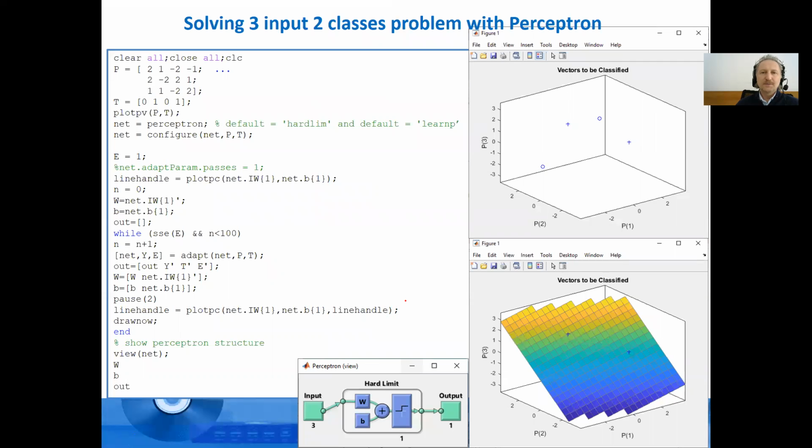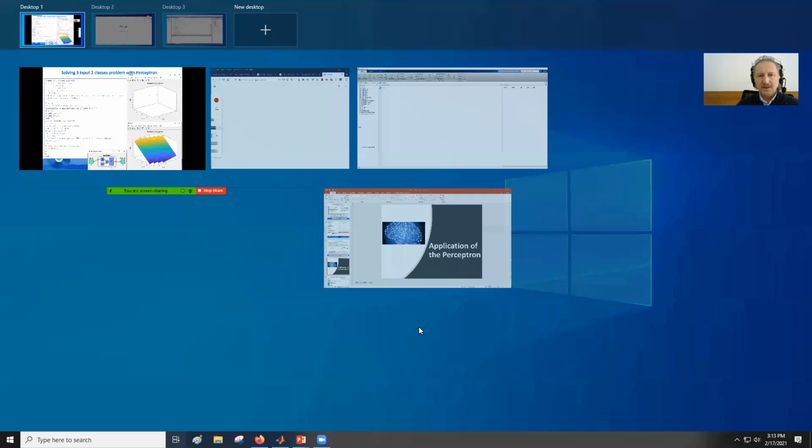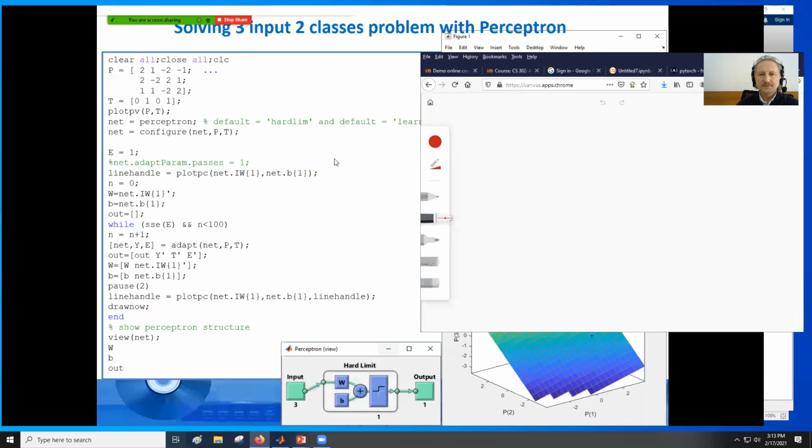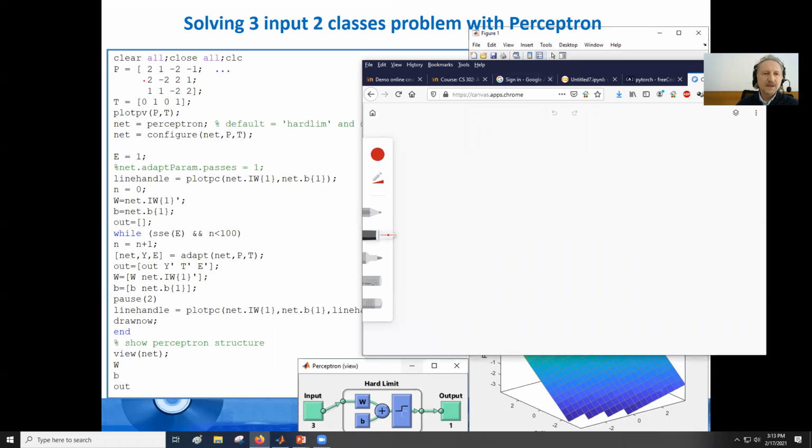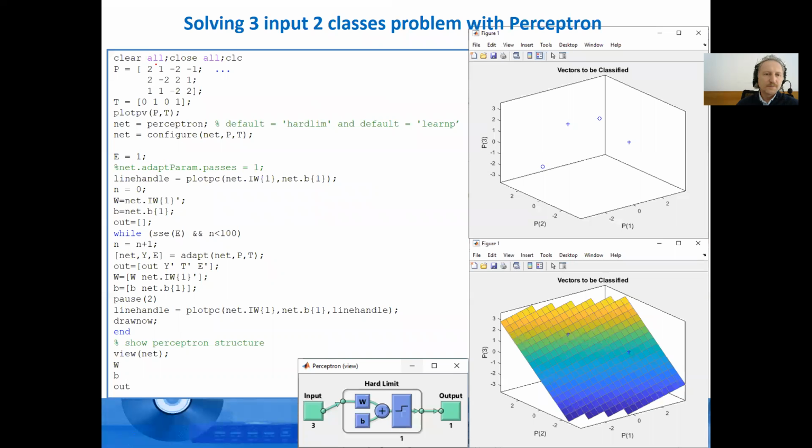Let's start to learn some application of the perceptron. For example, to solve a three input two class problem, as you see in this data set. Let's illustrate that one. In this example, we have three inputs and one output.